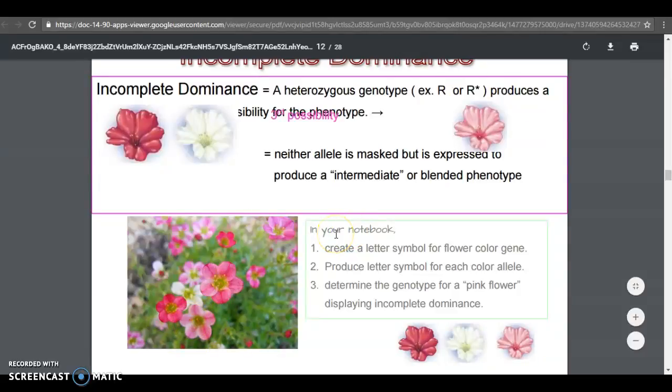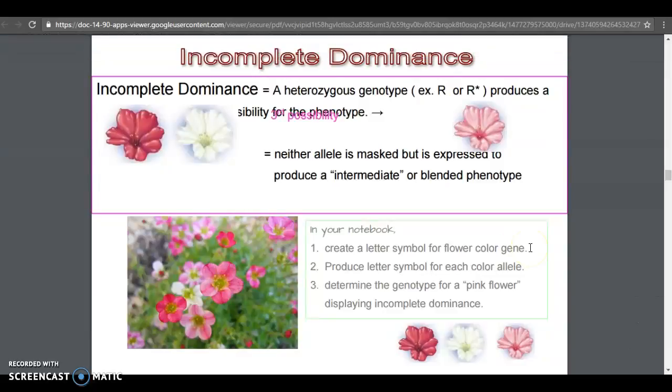In your notebook or scrap paper, you are to create a letter symbol for the flower color gene. So just like in chapter 10, when you have a trait or a gene, you pick a letter, any letter. And you're going to produce a letter symbol for each color possible. So you have 3 colors, right? Whatever letter you choose is going to be used to symbolize this color and this one. It needs to be the same letter. It can't be different letters, remember? And they're both capital.